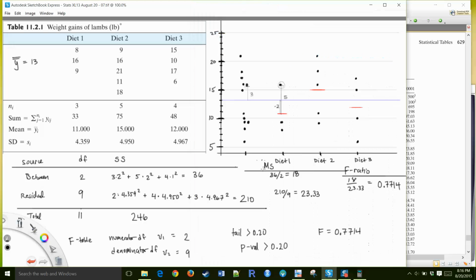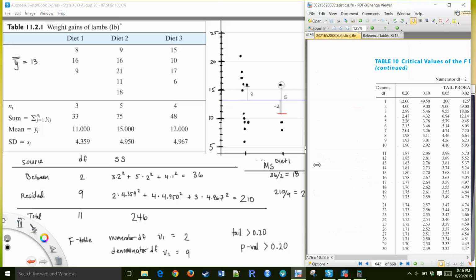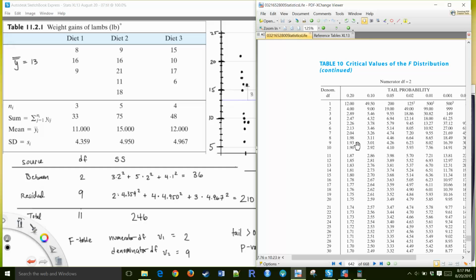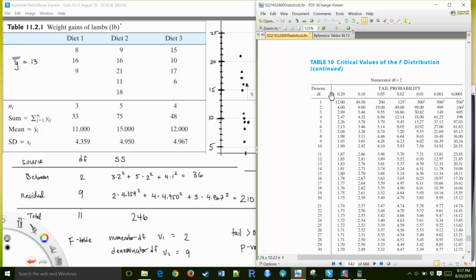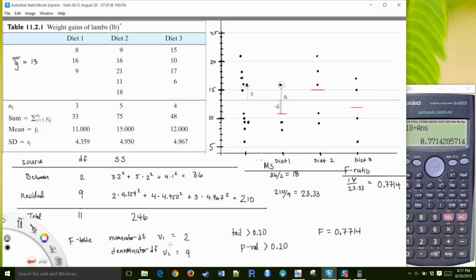Let me just show you how. The F tables in our textbook are very thorough, but I would say not common. Let me just look up an F table online. So most likely, when you look up an F table online, it'll look like this. How do I zoom in on this? That's not very good.